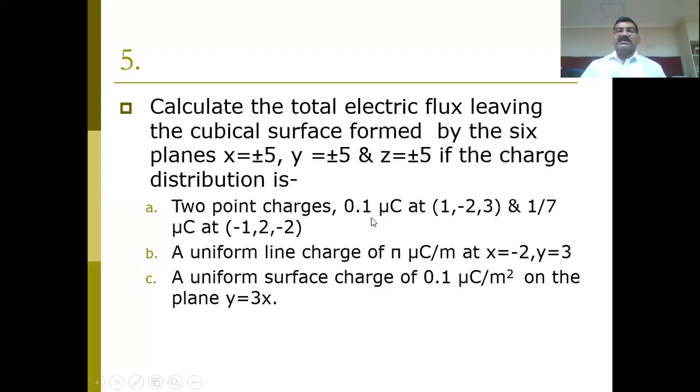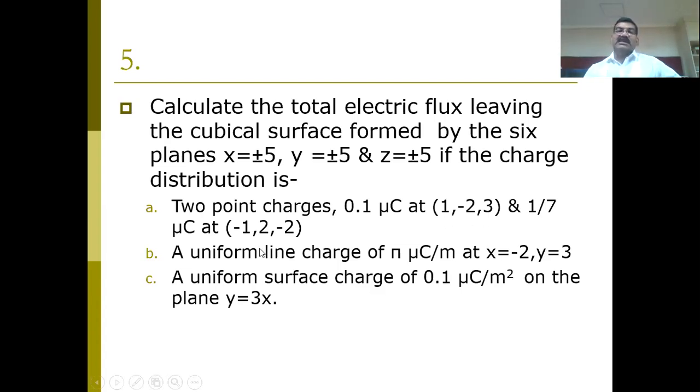And 2 point charges, 0.1 microcoulomb at 1, -2, 3. So you have to verify whether the charge is inside the cube. If it is, then yes. So all are less than 5. So this charge will be inside.